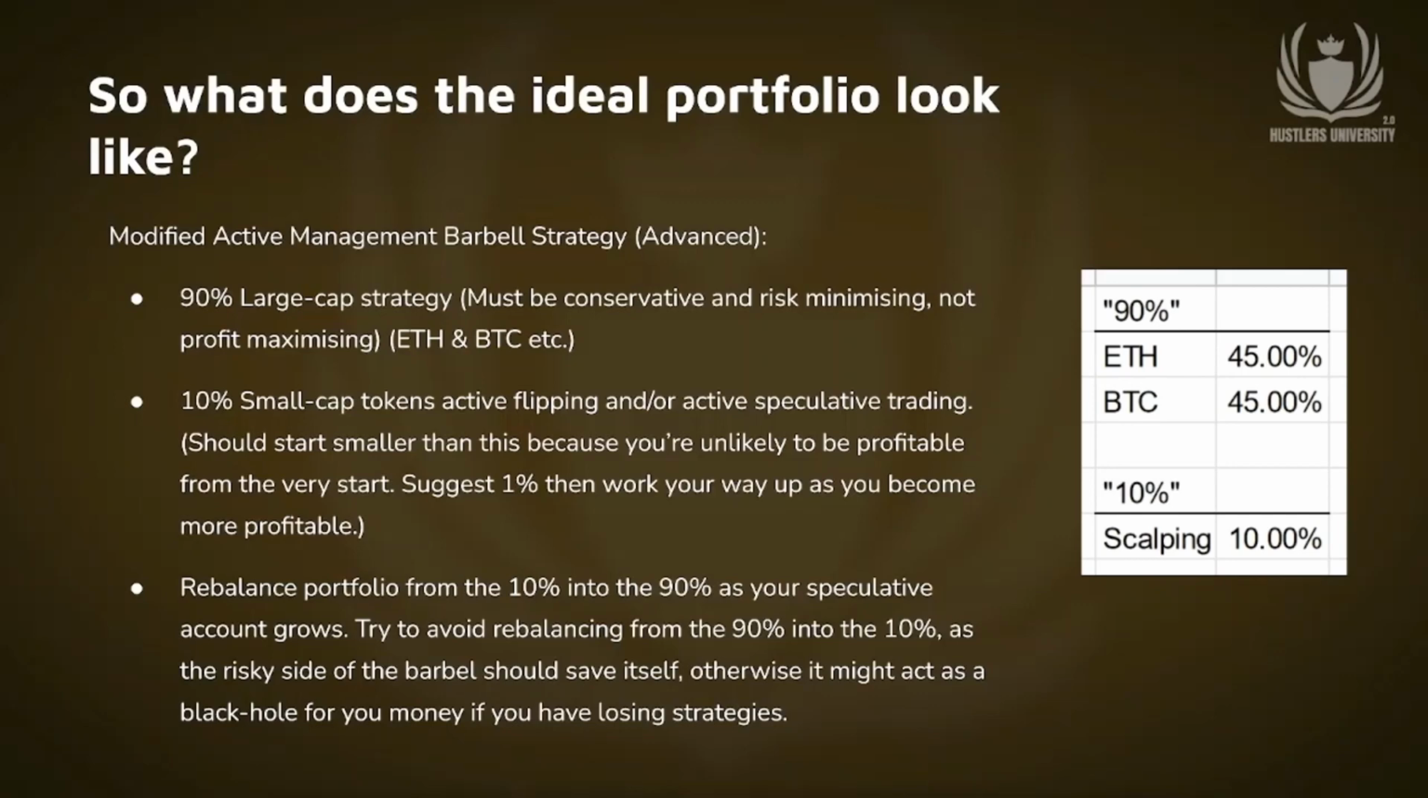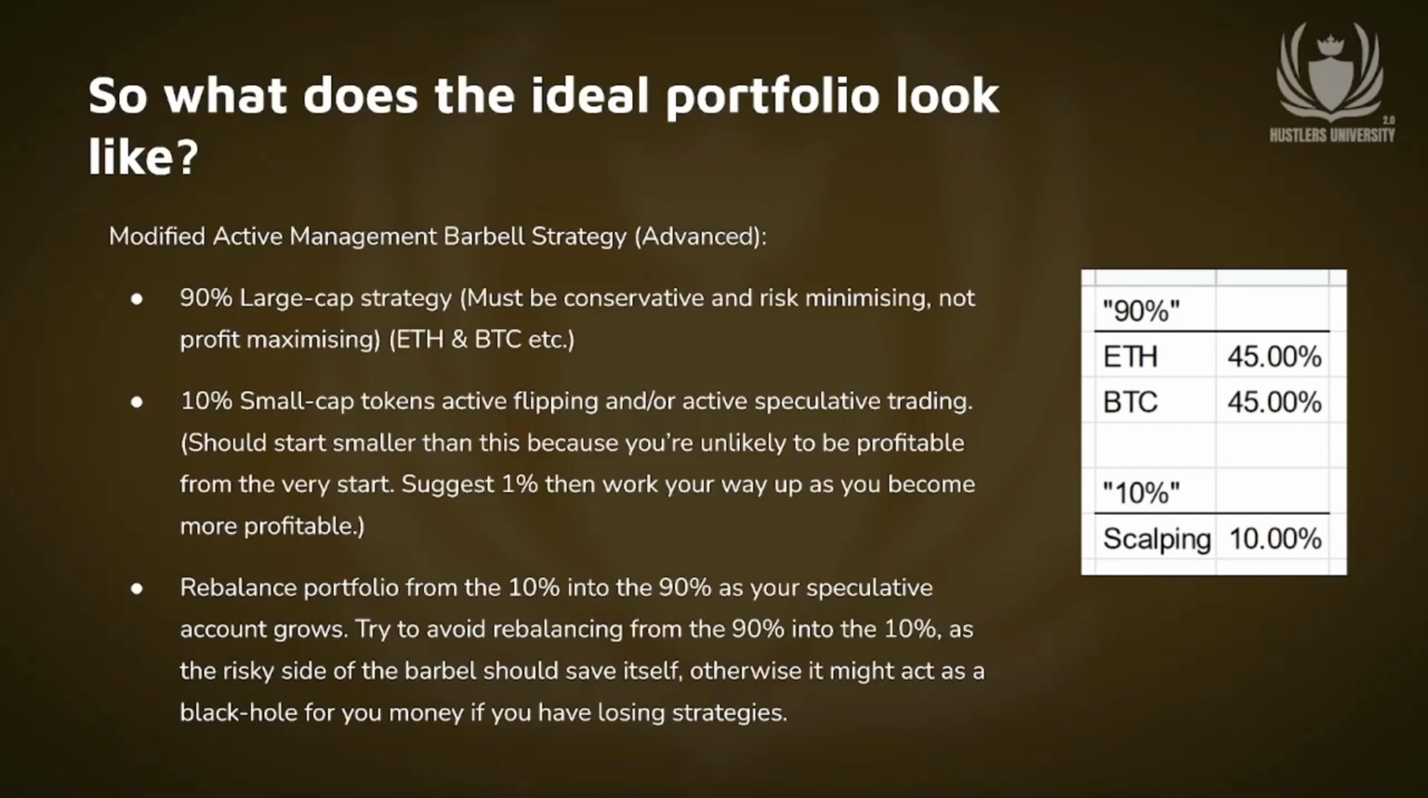Obviously, there's strategies in Hustle's University for this, but yeah, 10% of small cap tokens for active flipping and active speculative trading. Ultimately, my recommendation would be you should start smaller in size than this because you're unlikely to be profitable from the very start. Suggest 1% of the entire portfolio and then work your way up to the 10% as you become more profitable over time.